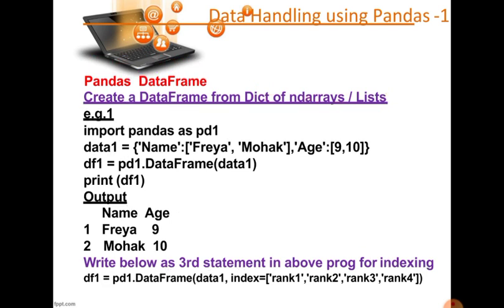Create a DataFrame from a dict of ndarrays or lists. Example 1: import pandas as pd1, data1 is equal to { name and age }. df1 is equal to pd1.DataFrame(data1). Print df1. Output: name and age. Write below as the third statement in the above program for indexing: df1 is equal to pd1.DataFrame(data1, index is equal to ['rank1', 'rank2', 'rank3', 'rank4']).